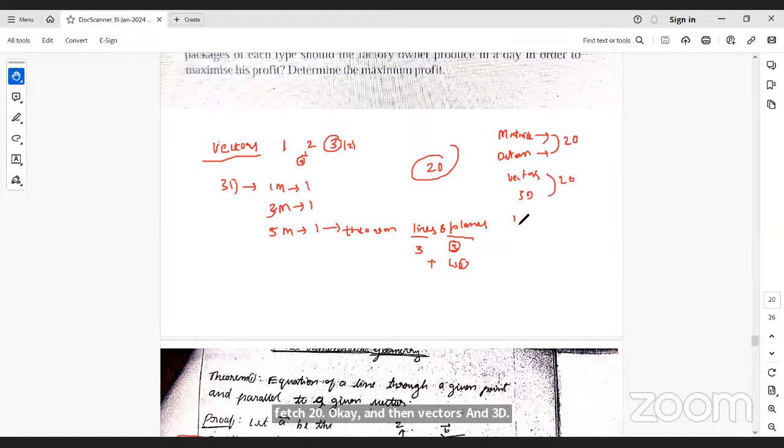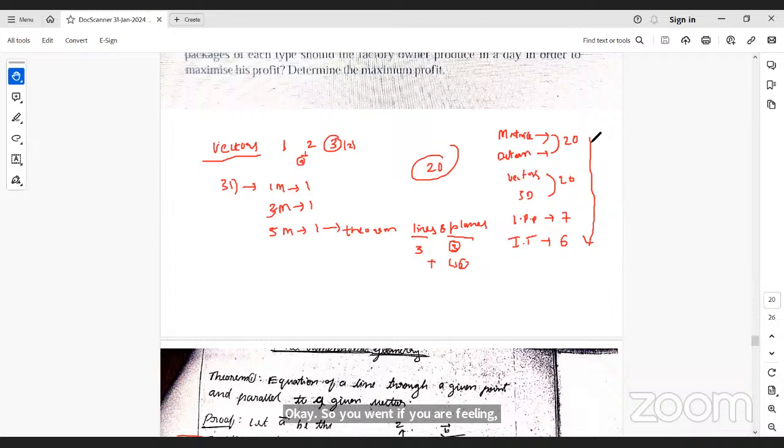Okay, then we discussed LPP in the last class. So here we are scoring 7 marks. So 20 plus 20 plus 7, it will be equal to 47. Okay, so 47 marks. Okay, and also we discussed inverse trigonometry. So inverse trigonometry in the previous class is helping us to score 6.